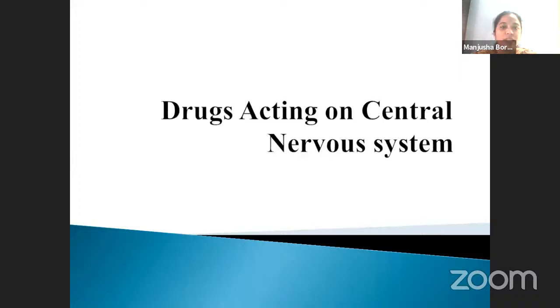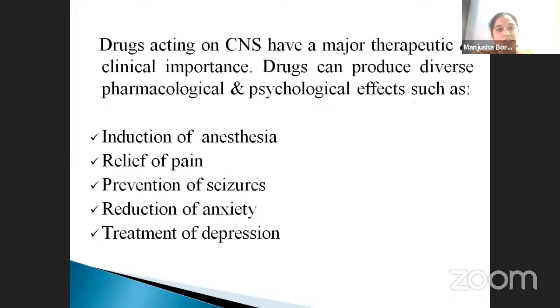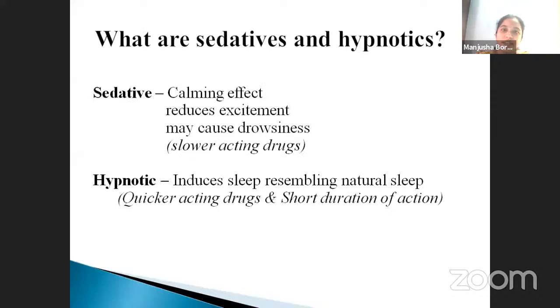Drugs acting on central nervous system have a major therapeutic and clinical importance. Drugs can produce diverse pharmacological and psychological effects such as induction of anesthesia, relief of pain, prevention of seizure, reduction of anxiety, and treatment of depression. What are the sedatives and hypnotics? Sedatives are the drugs that reduce the excitations, cause drowsiness, and calm the person without inducing sleep. Whereas the hypnotics are the drugs that produce sleep which resembles natural sleep.